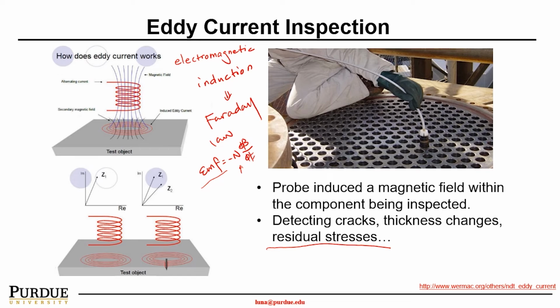So the basic principle of this method is to use AC current to induce a magnetic field in this probe, which is your primary magnetic field. And then when this primary magnetic field gets close to the metal sheet, as shown here, this is your testing object, this magnetic field will induce what we call the eddy current.